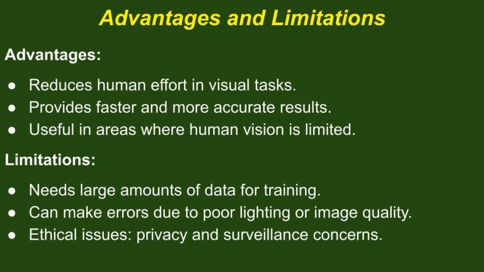Like every technology, computer vision also has its pros and cons. It can analyze thousands of images in seconds, something humans could never do. But if the training data is biased or poor, the AI might misinterpret what it sees, and in areas like surveillance, it raises privacy and ethical questions. How much should AI really see about us? So, yes, it's powerful, but it must be used responsibly.